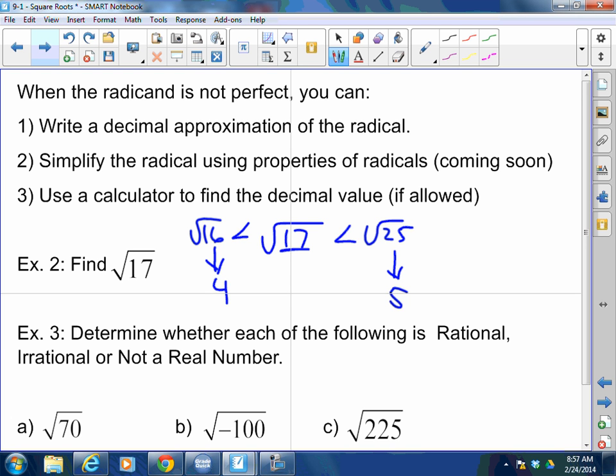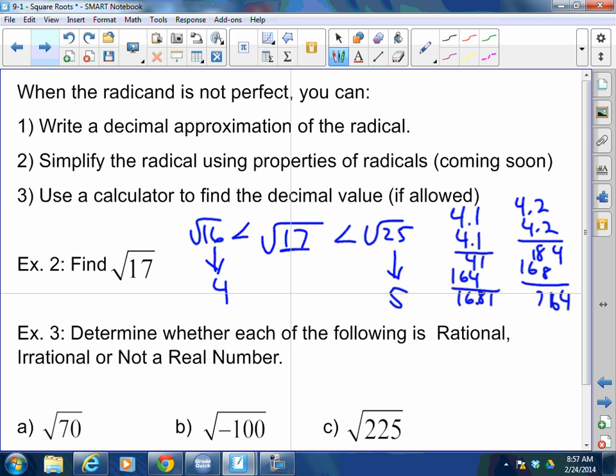So let's start with decimal values closer to 4. So I'm going to start with 4.1 times 4.1. 1, 4, 4, 16. That's 16.81. Let's try 4.2. Let's see who's closer. 4, 8, 8, 16. 17.64. Okay, who's closer? 16.81 or 17.64? So this is roughly, approximately 4.1.